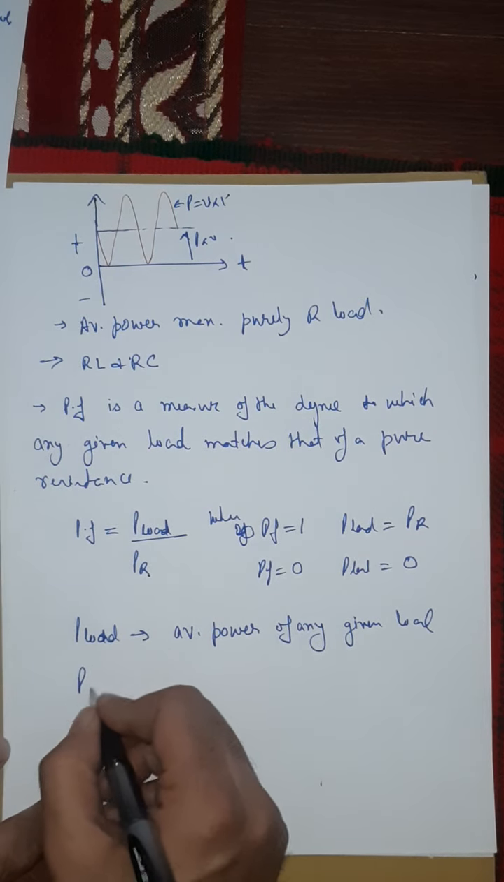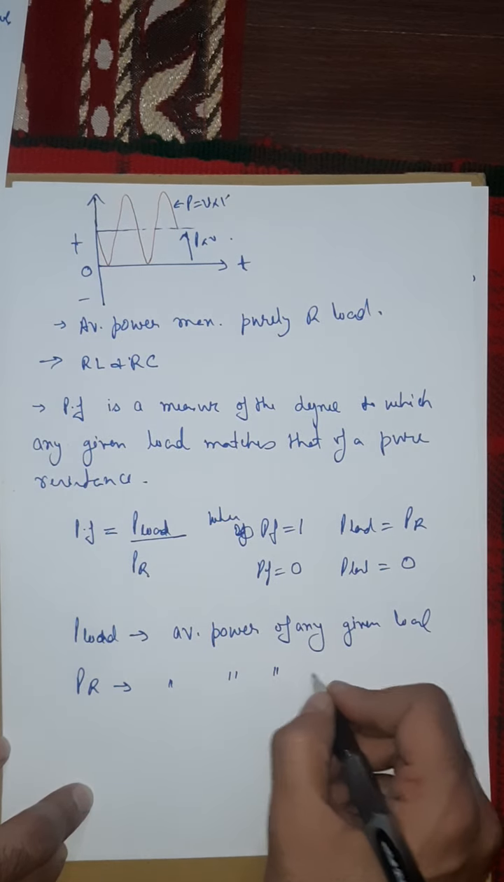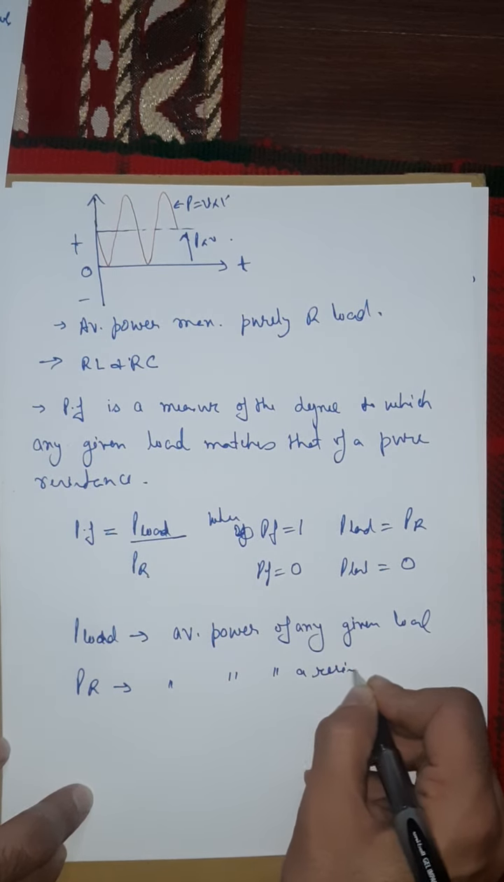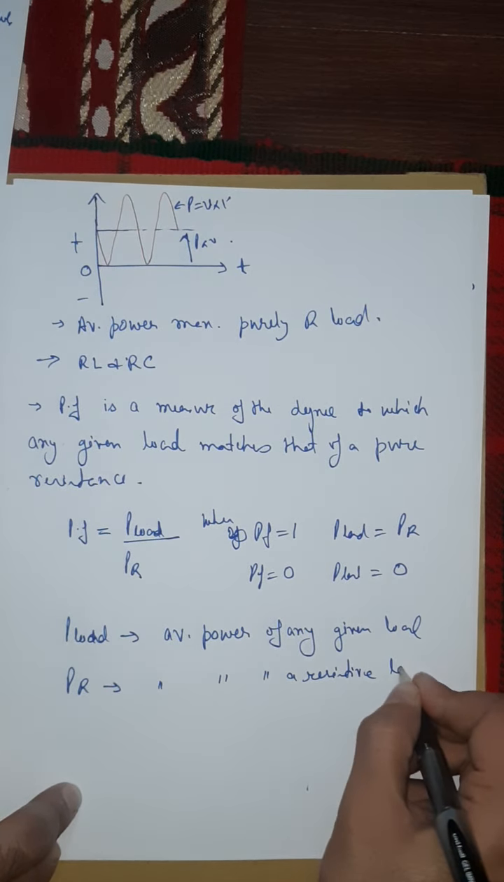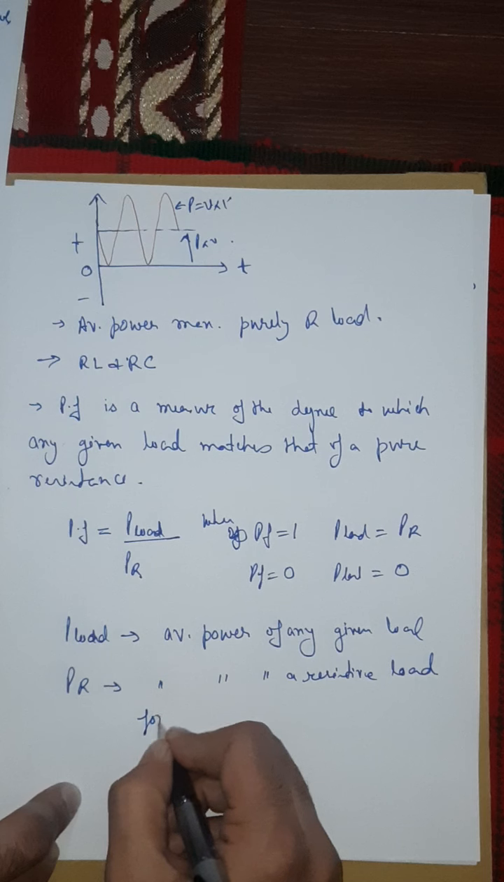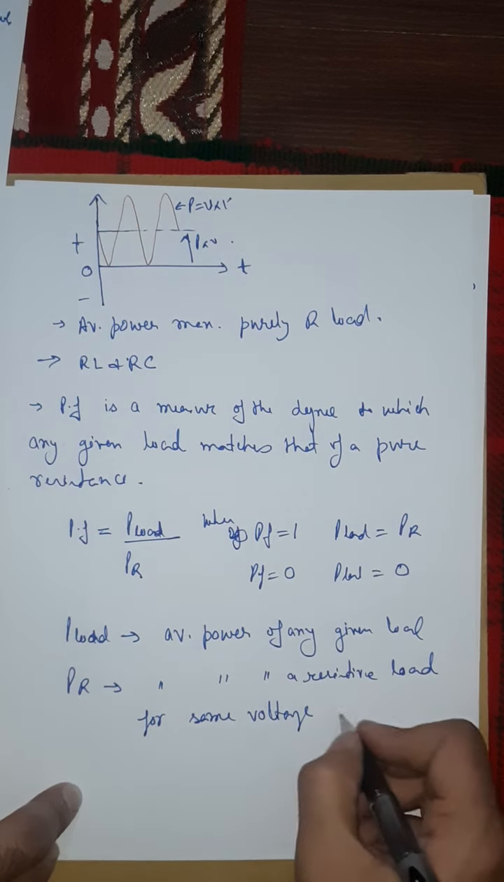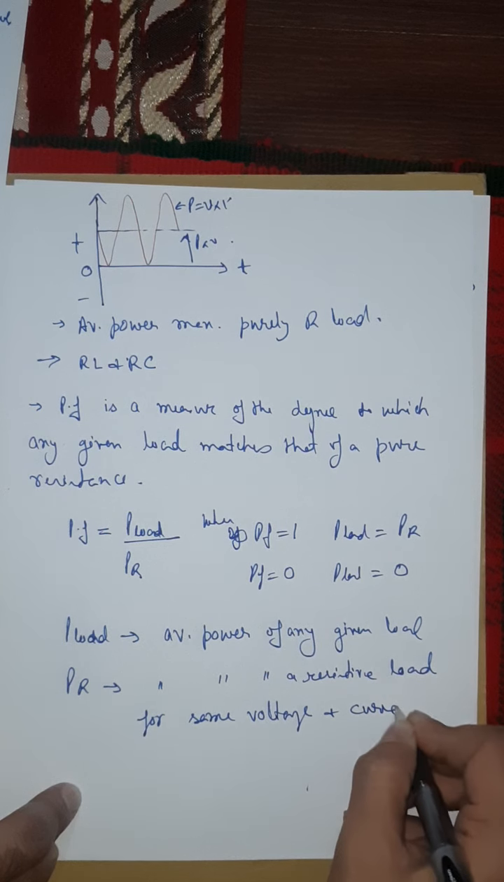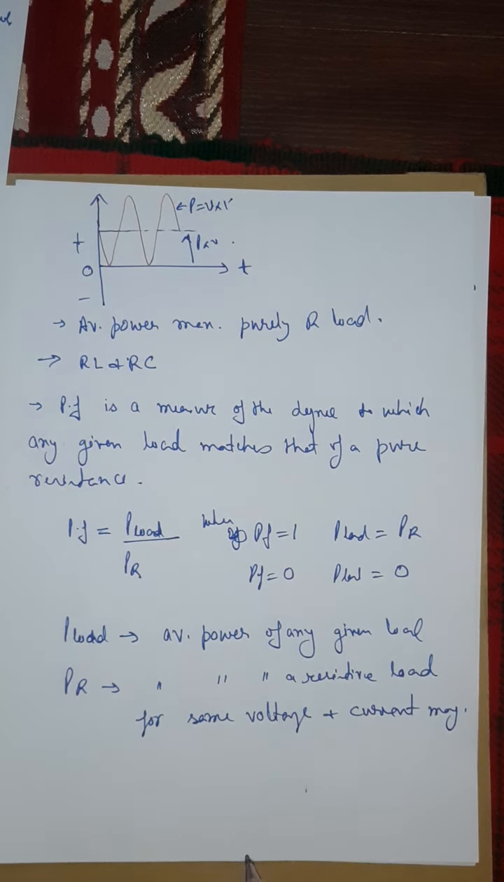Okay, and what is PR? PR is the average power of a resistive load for the same voltage and current magnitude. Got it? So what am I saying here?